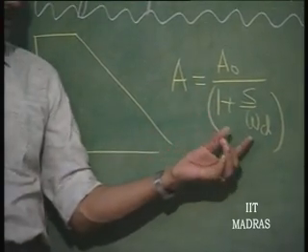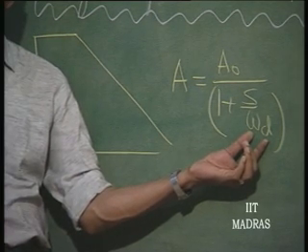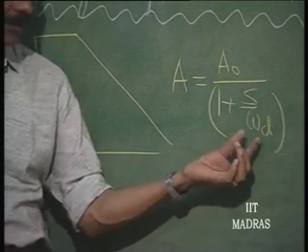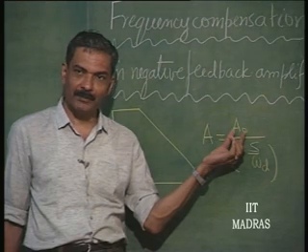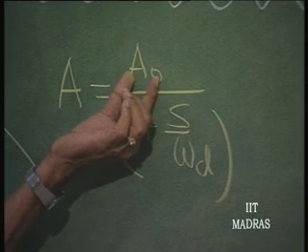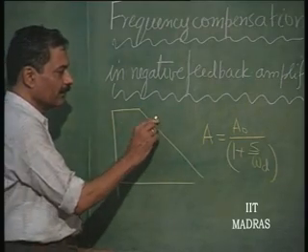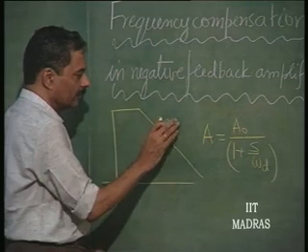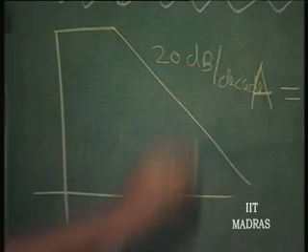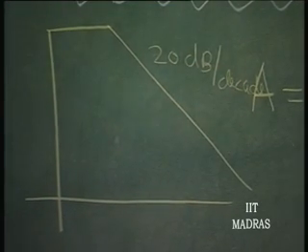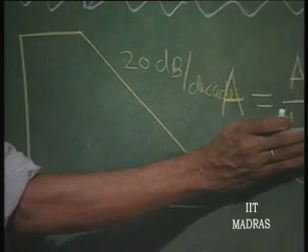I am considering this as omega d because this is supposed to be the only dominant pole in the entire amplifier in its useful frequency range. That is why I call it omega d. A naught is the DC gain at S equal to j omega, omega equal to 0, and it is going to fall off at, let us say, 20 decibels per decade. This is what is going to happen as frequency increases.